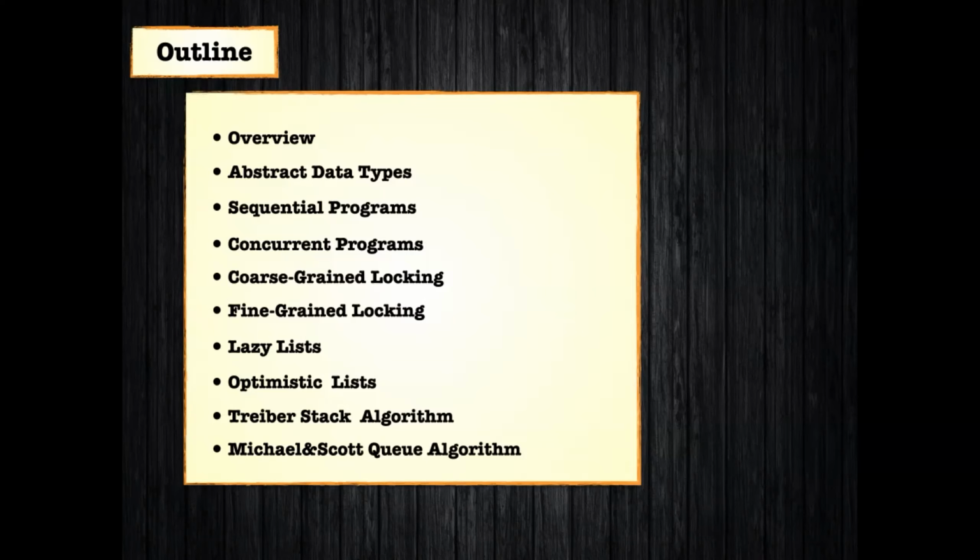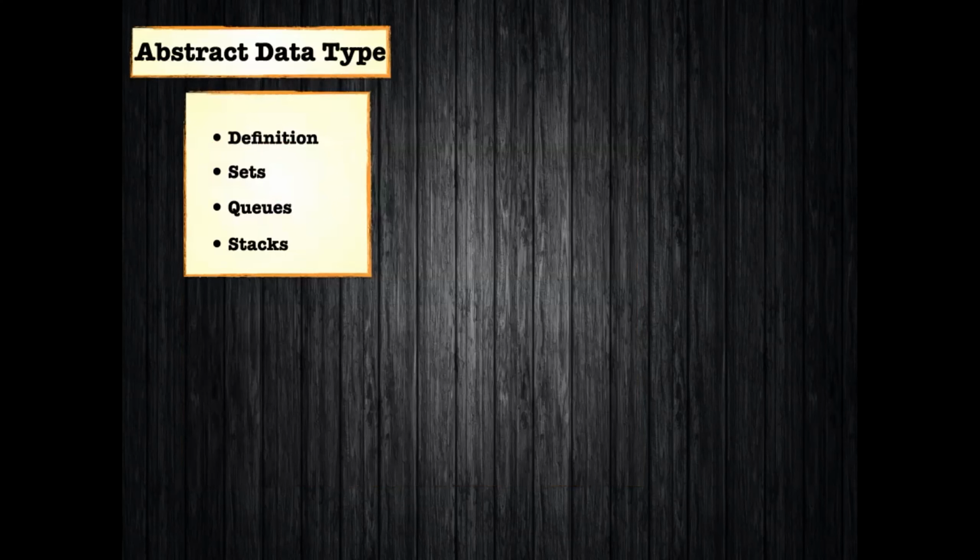So we said that we will continue with abstract data types, which is the second item in the outline of the whole course. We start with the definition of an abstract data type, and then we instantiate it to sets, queues, and stacks. So let's start with the definition now.